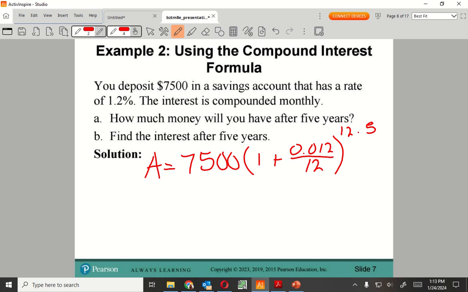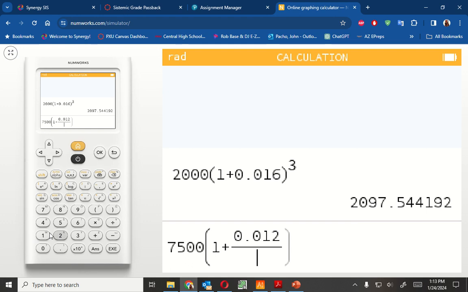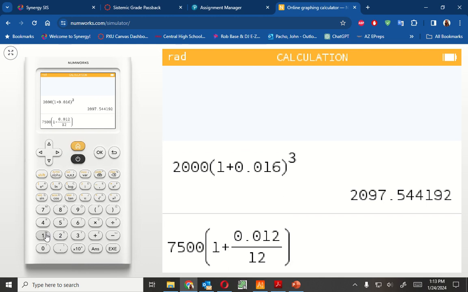So let's go to our NumWorks. 7,500, 1 plus 0.012. I'm going to hit divide, so it's going to give me a nice fraction here. 12, I got an arrow over. Close my parentheses. My exponent is 12 times 5, just like that. And I know you people are all doing this because this is going to give you some issues later on plugging it in, right?